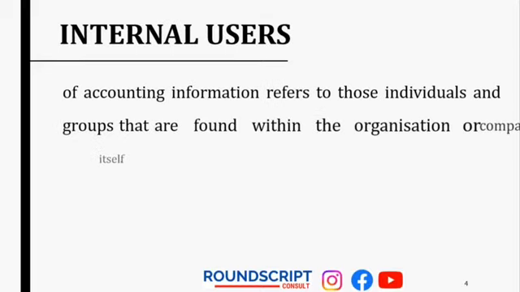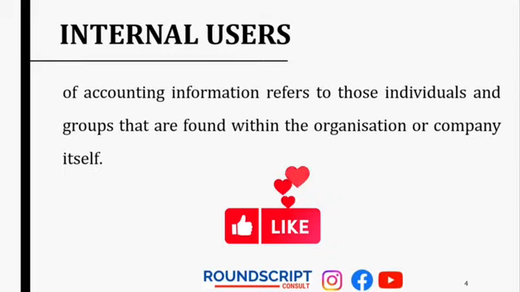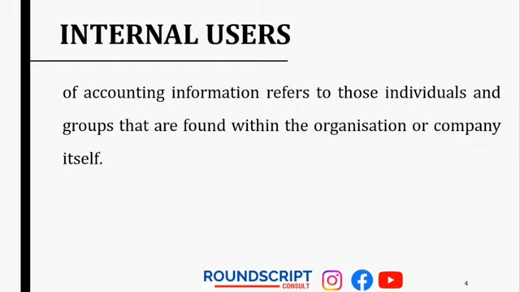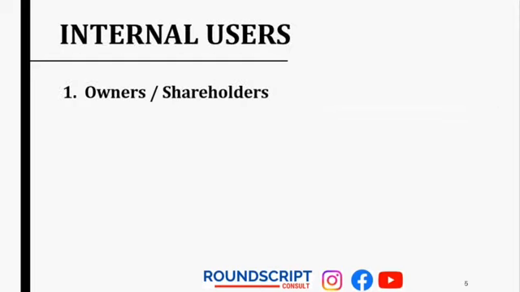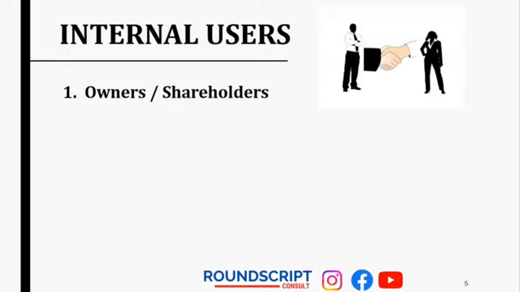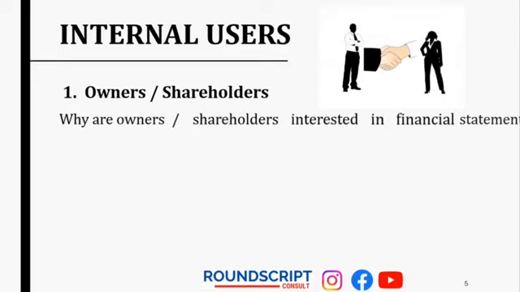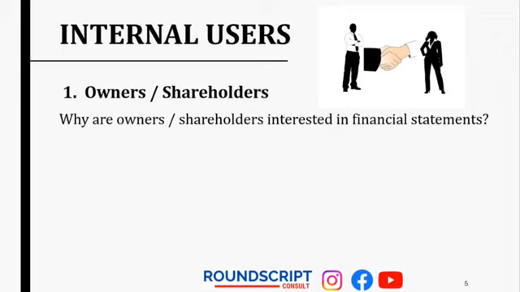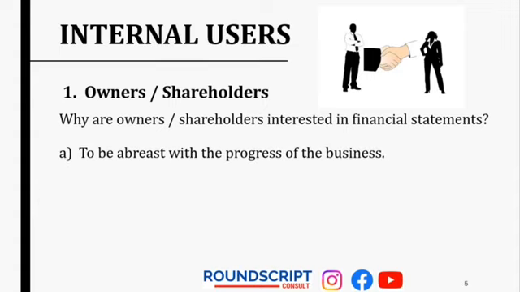Now, the internal users of accounting information refers to individuals and or groups that are found within the business or the organization itself. And they include the owners of the business or the shareholders if it is a company. Why would owners require accounting information or need financial statements? One is that they would want to abreast themselves with the progress of the business.